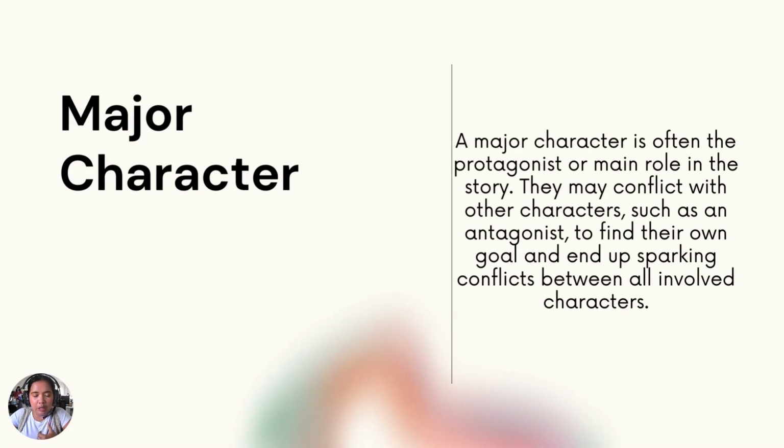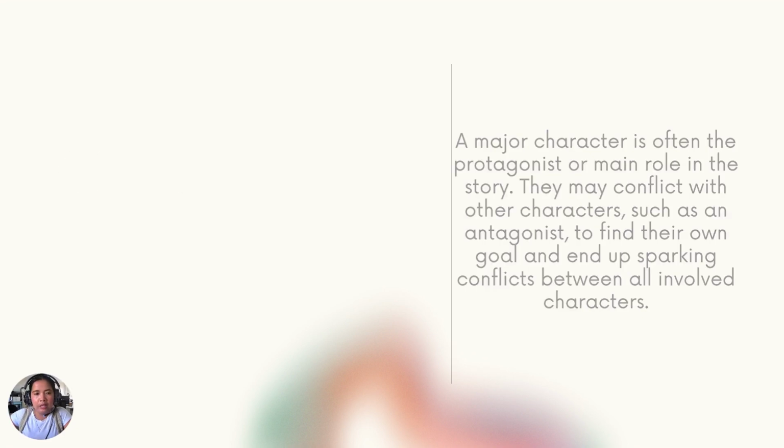The next one, like the ones that I have told you, is that a major character can also be classified as the protagonist of the story. But major characters can be one, two, or three because they are the ones revolving in the story. A major character is often the protagonist or the main role in the story. They may conflict with other characters such as an antagonist to find their own goal and end up sparking conflicts between all involved characters. So again, they are the core of the story.